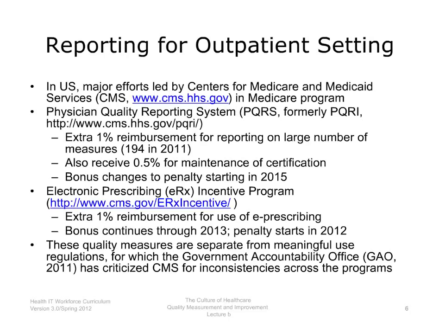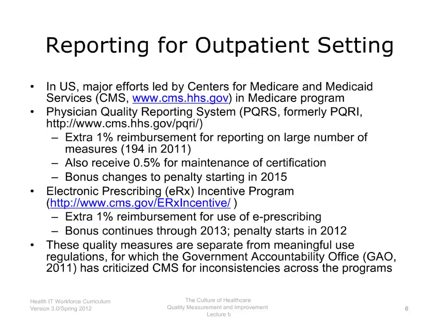What about quality reporting in the outpatient setting? In the United States, major efforts in this setting are led by the Centers for Medicare and Medicaid Services, CMS, mostly in the Medicare program. The major CMS program is the Physician Quality Reporting System, PQRS, which was formerly called PQRI. The program provides physicians participating in Medicare an extra 1% reimbursement for reporting on a large number of measures, a total of 194 in 2011. They also receive 0.5% for maintenance of certification in their medical specialty. It should be noted that the bonus changes to a penalty starting in 2015.